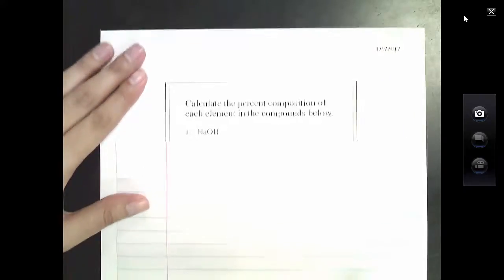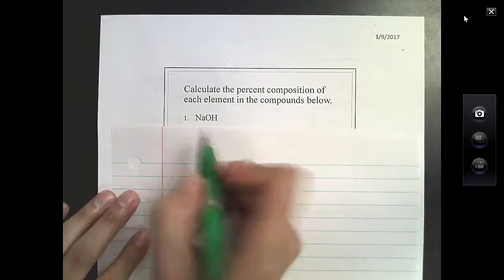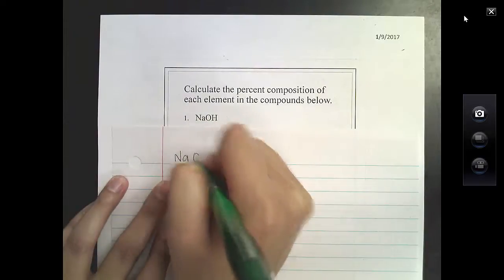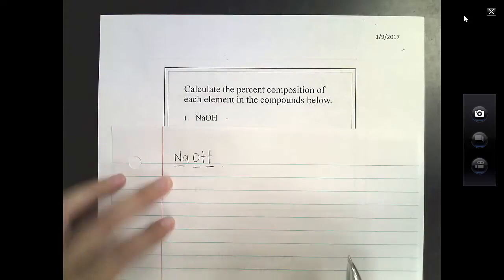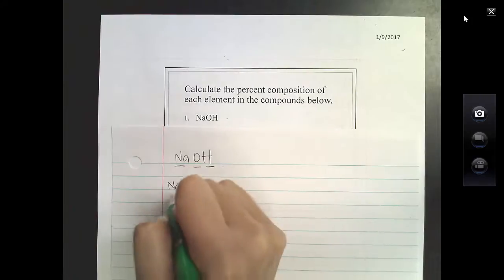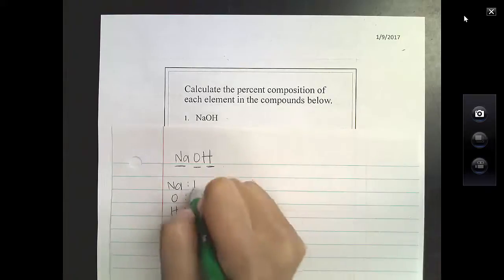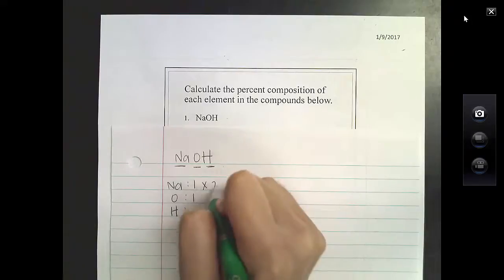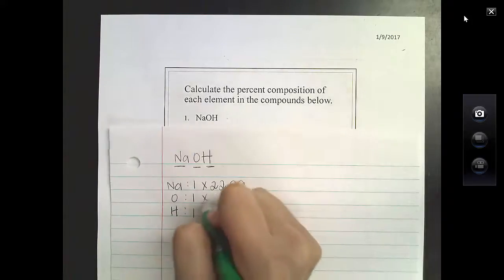If we start with number 1, which you should also be able to see shown on the board in class, we have NaOH. NaOH, which is sodium hydroxide, is made up of 3 different elements. The first thing I'm going to do is calculate the molar mass. So I have sodium, oxygen, and hydrogen. There is 1 of each element in this compound. I'm going to multiply each one times its atomic mass from the periodic table.